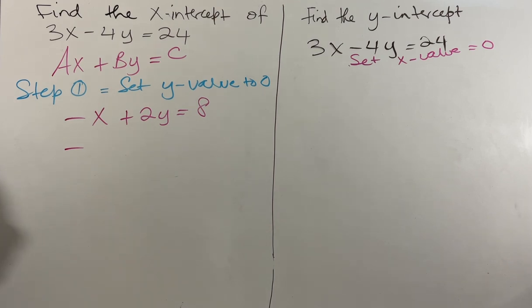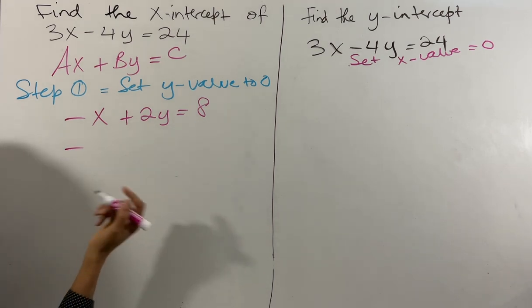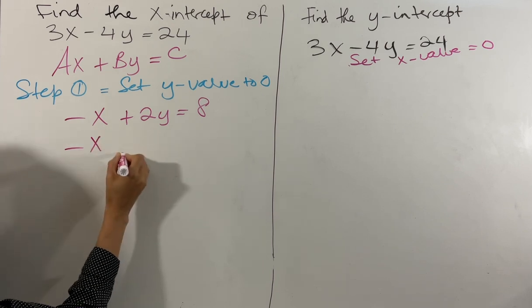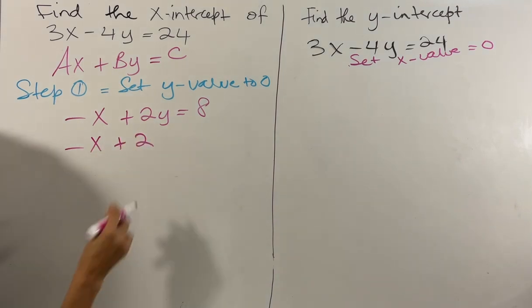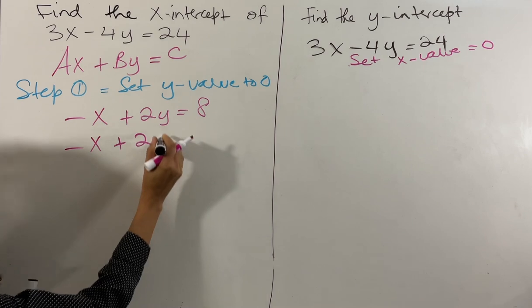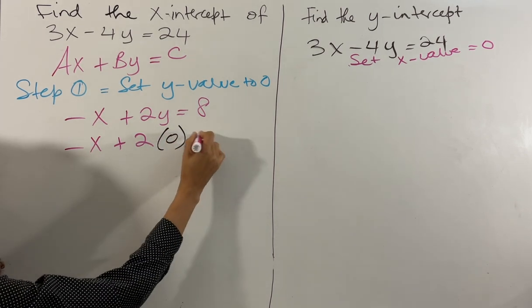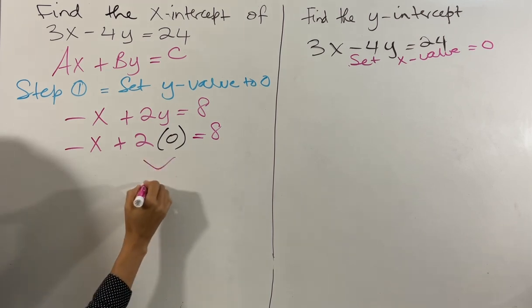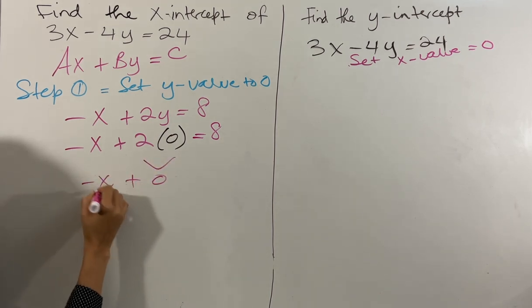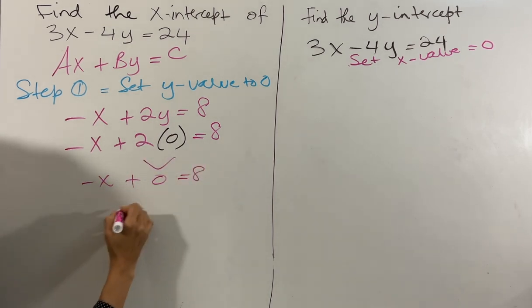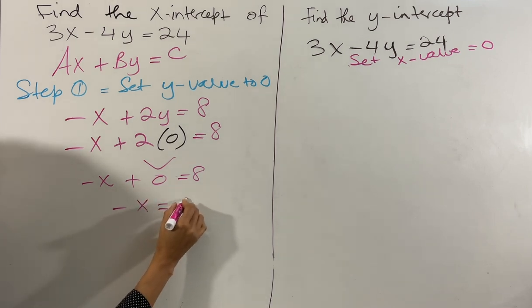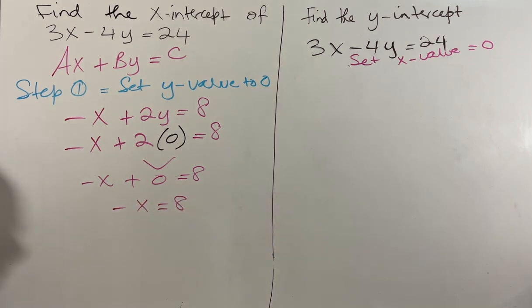To find the x-intercept, you're going to set your y value to 0. So x remains the same, plus 2, and then I'm going to do parentheses. I'm going to put a 0 here, and we're going to continue on. This is going to be 0. Negative x plus 0 equals 8. You just drop it and just don't write the plus 0 in the next line.